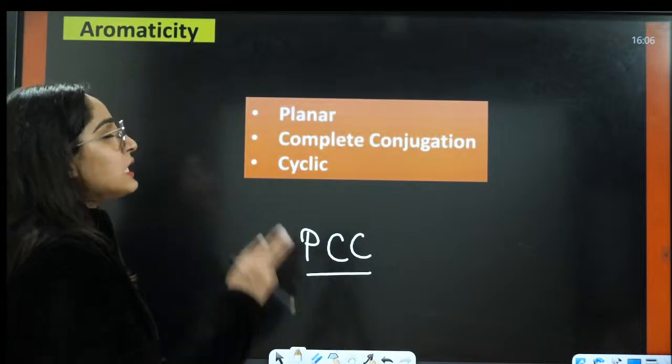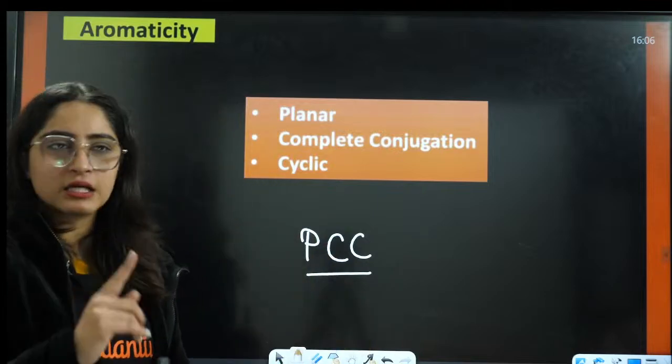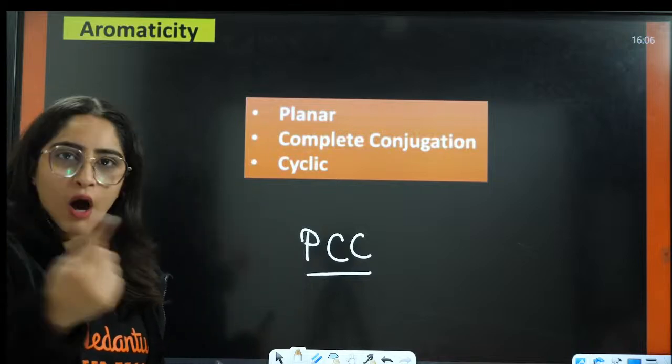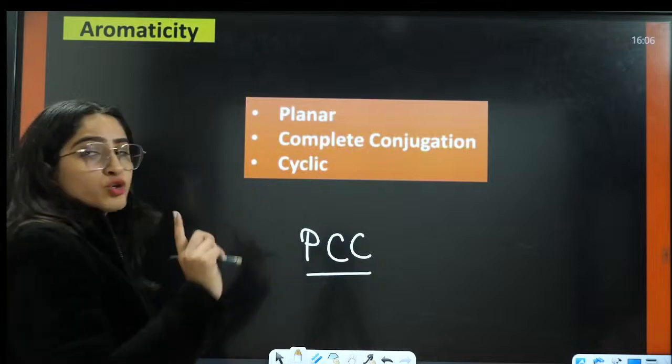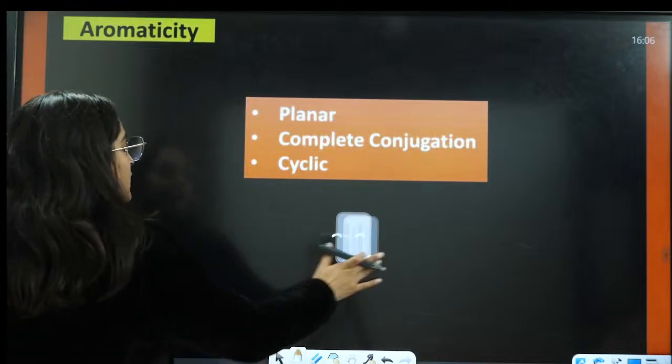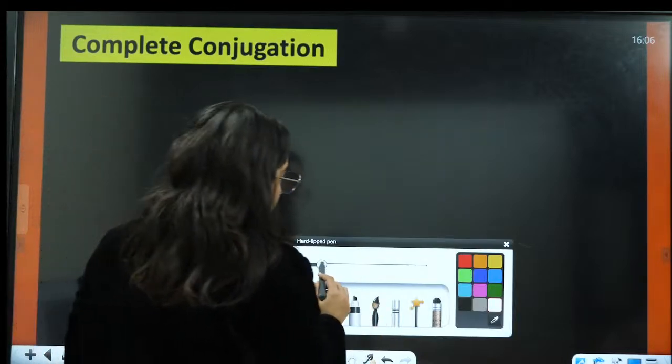So firstly, the compound must be planar. Second thing is it should have complete conjugation throughout the ring, right? And then it should be cyclic. So firstly, let us understand what we mean by complete conjugation.